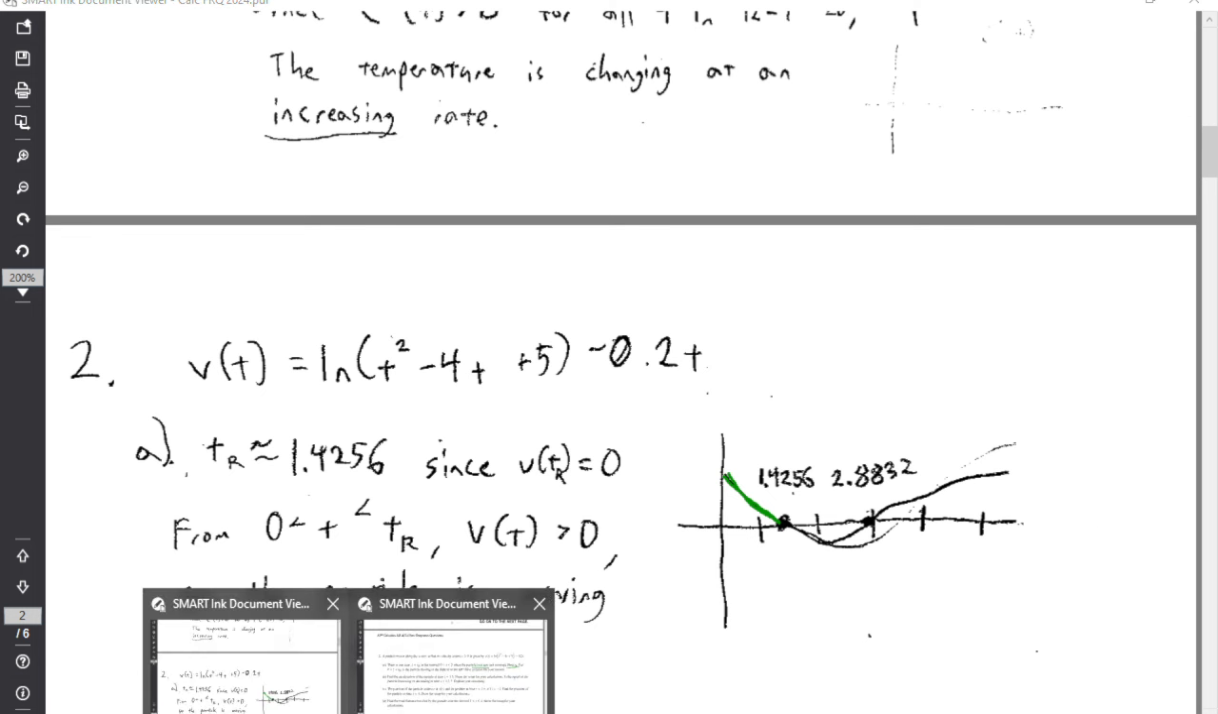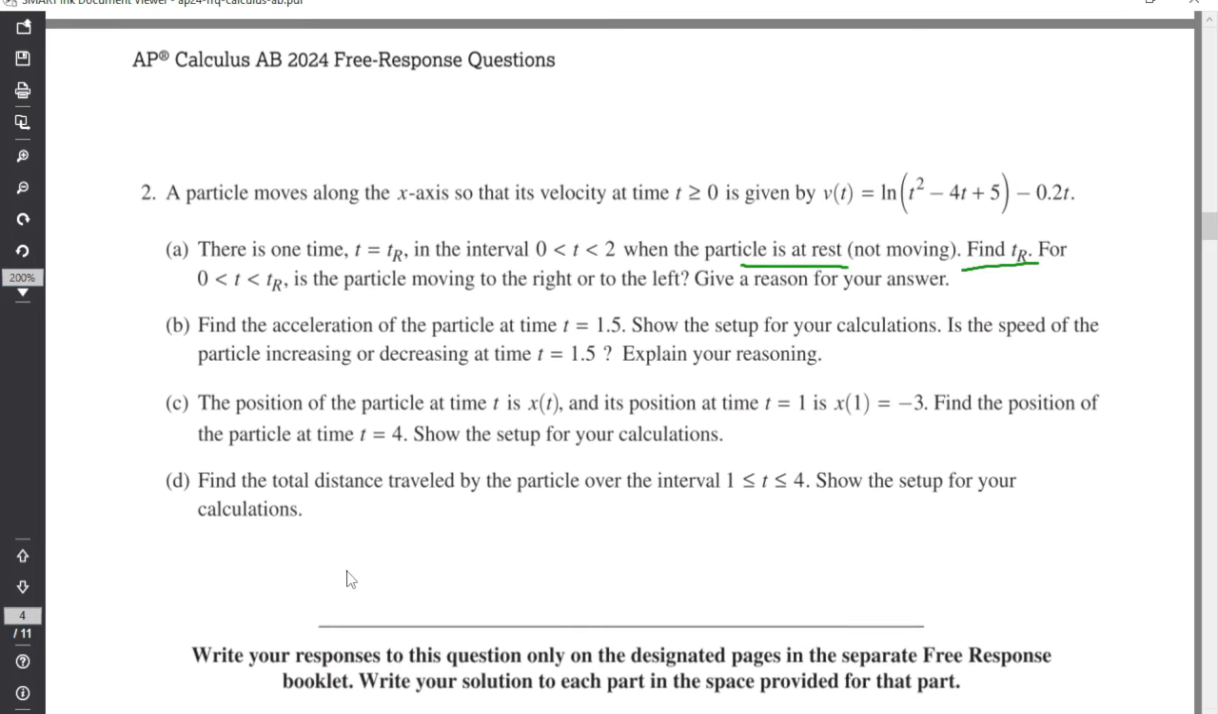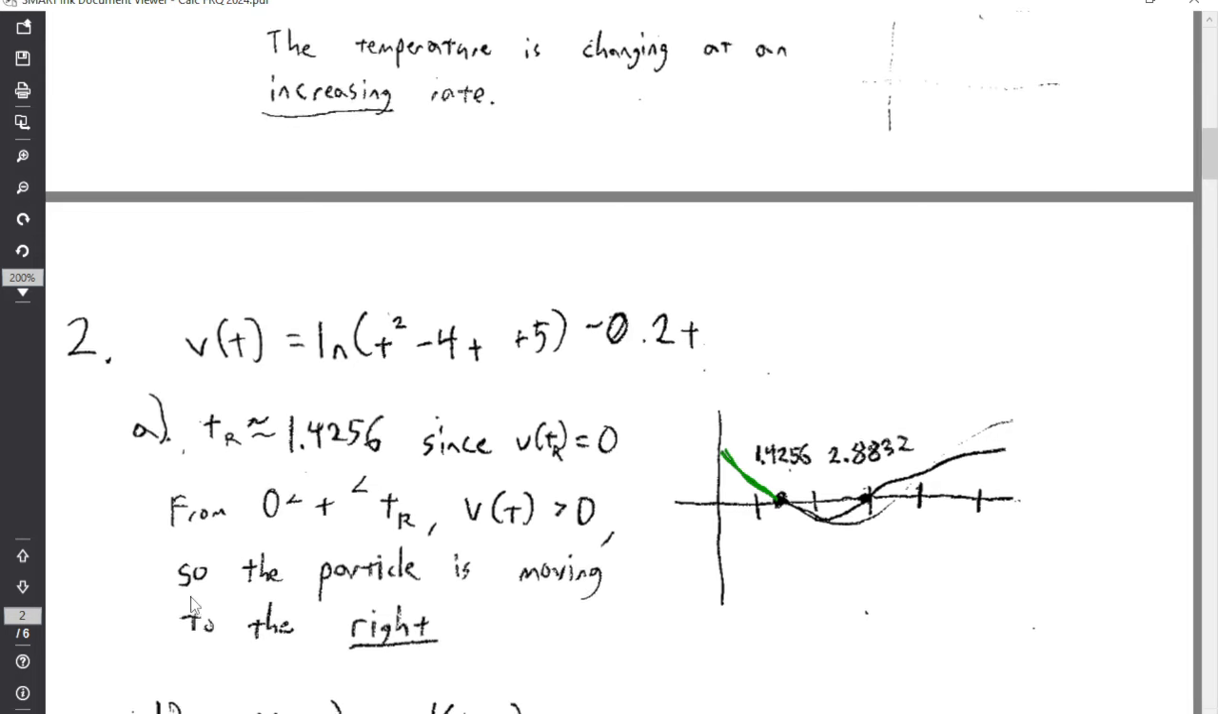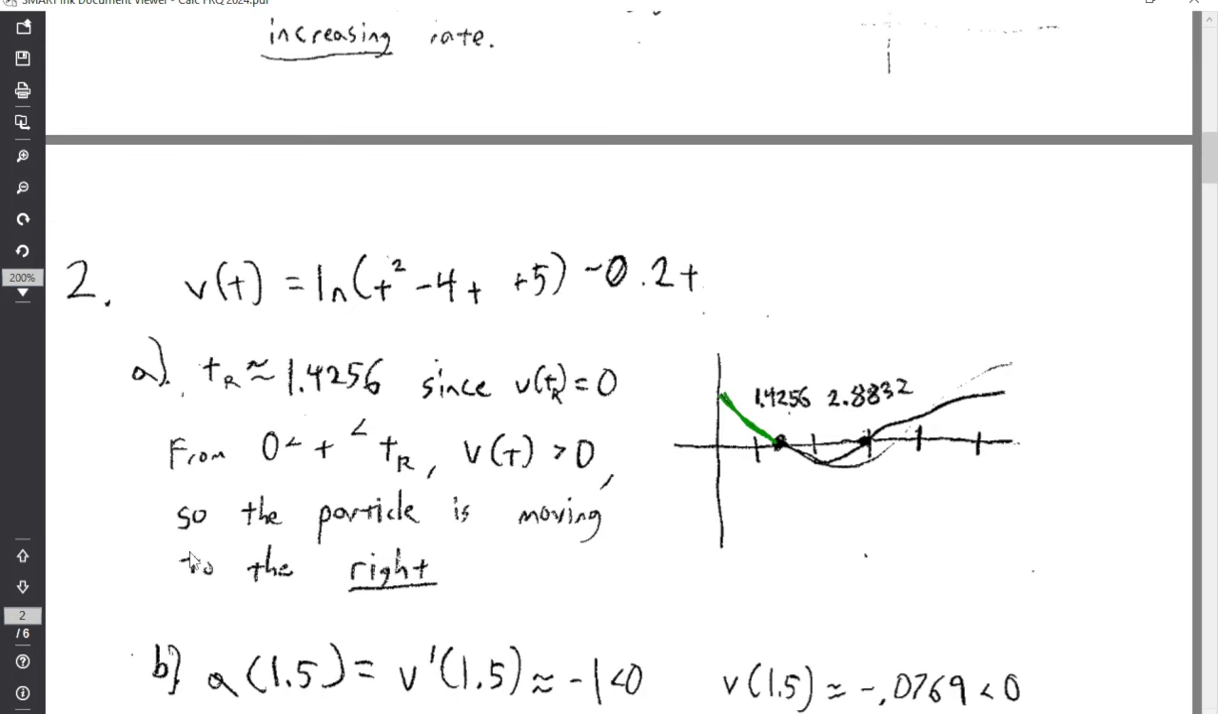Part B. Finding acceleration at 1.5. So we need to draw that connection by saying that the acceleration is the derivative of velocity so that they can see how you're drawing that connection. So velocity is negative there, and acceleration is negative at that point.